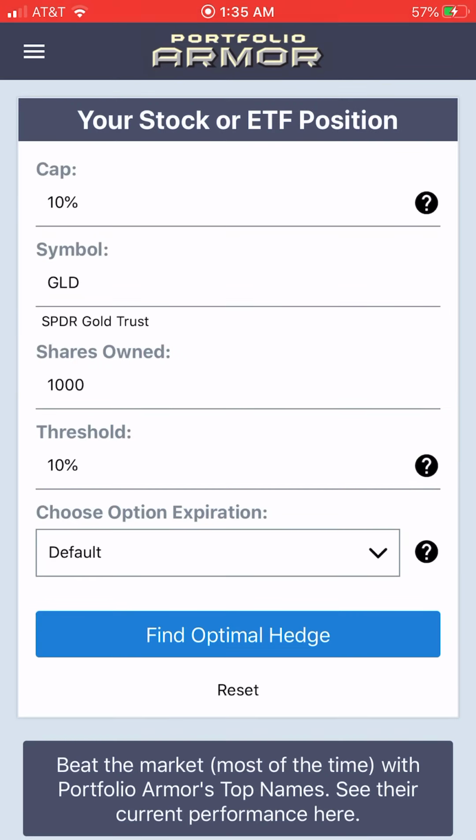You can play around with this and enter different parameters, but as you can see, it can be fairly inexpensive to hedge gold here, which may be worth doing if the bearish scenario comes to pass.